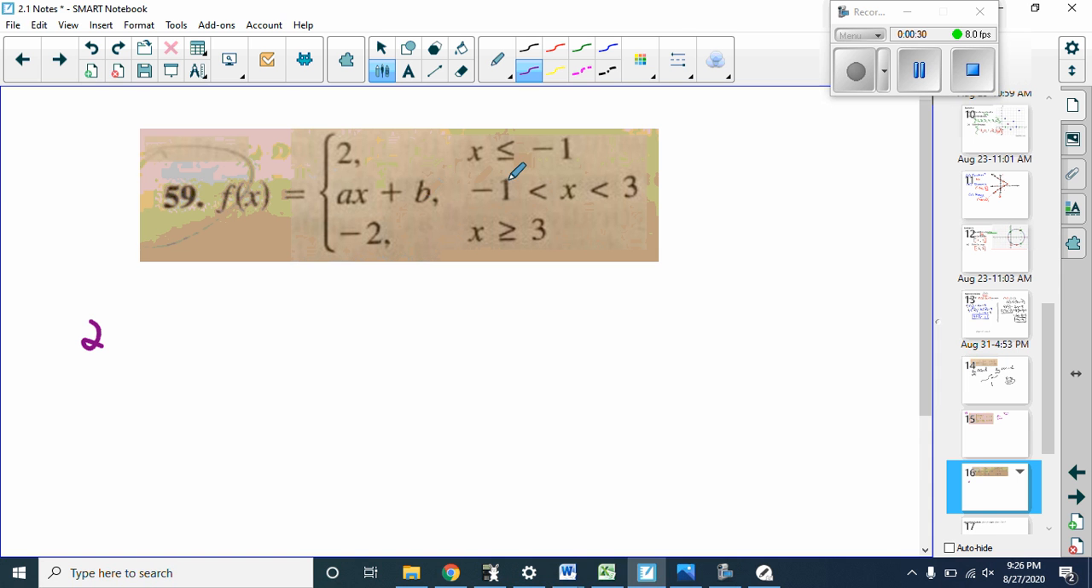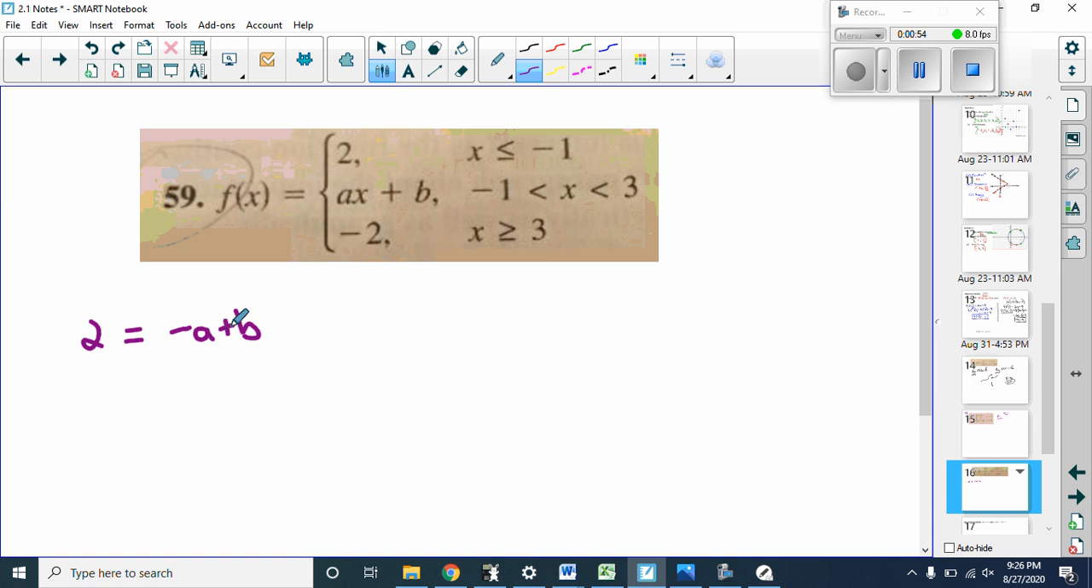I also need to evaluate the limit as x approaches -1 on the right. So if I'm on the right side of -1, I'd be using this function, and I want to plug in -1 for x. If we have a continuous function, the limit on the left and the limit on the right need to be equal to each other.